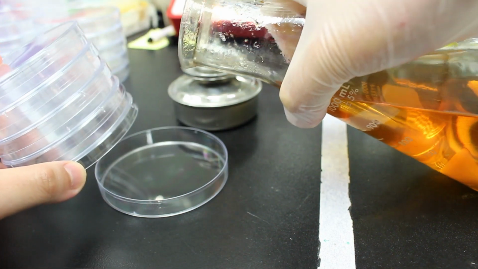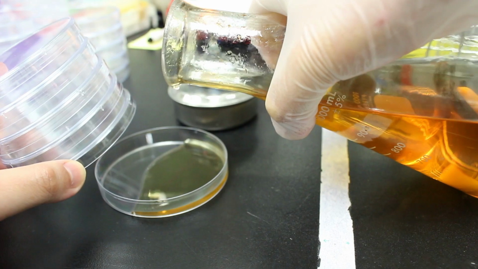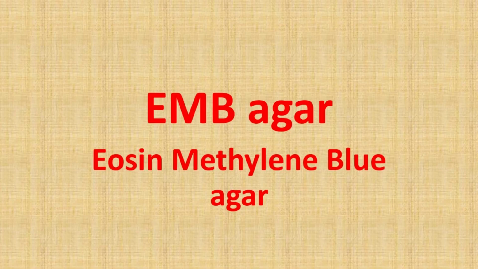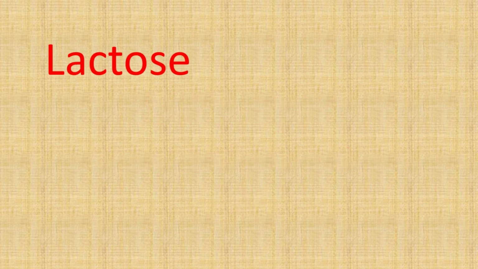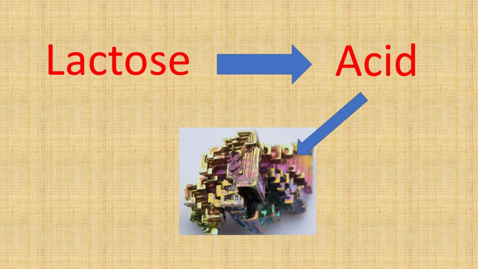Now while waiting for the cultivation, let's take a look at the EMB agar that I just used in the video. The EMB agar, also known as eosin methylene blue agar, is important in medical laboratories by distinguishing pathogenic microbes in a short period of time. Bacteria that can ferment lactose on this medium will produce acid, causing the dye in the medium to react and form a dark metallic substance.